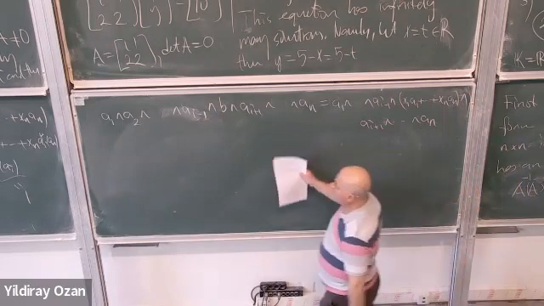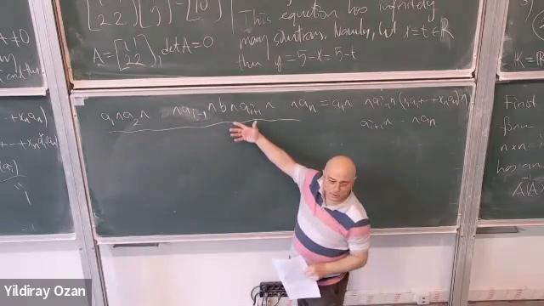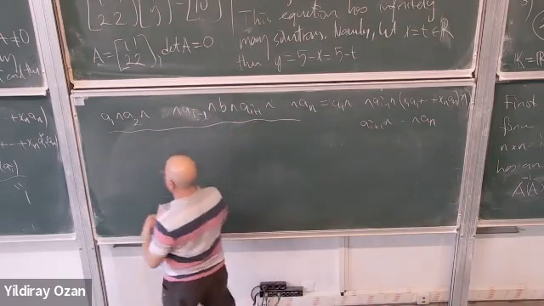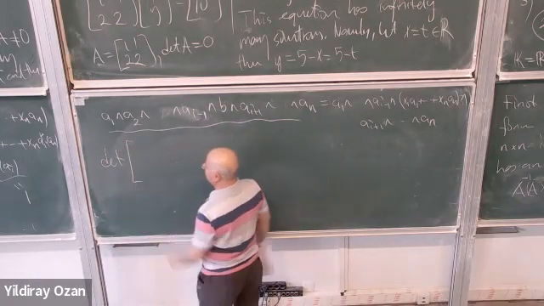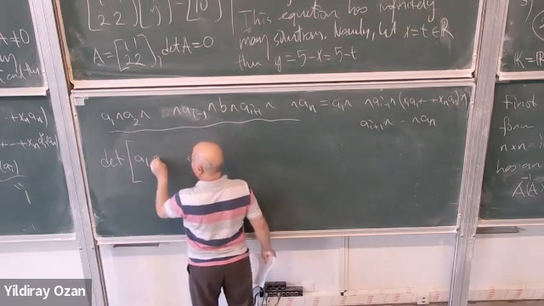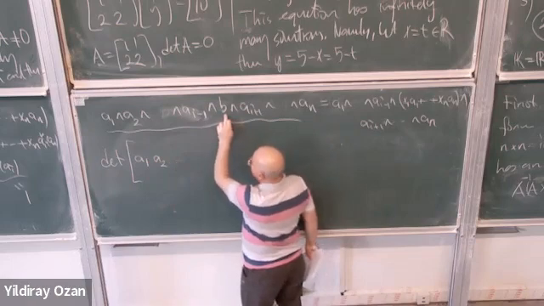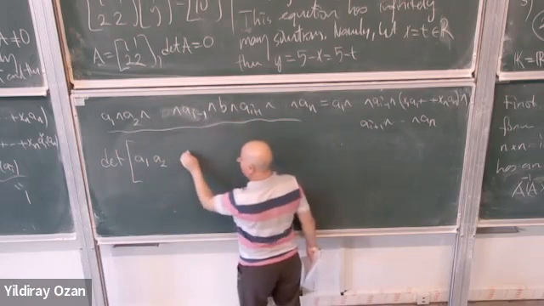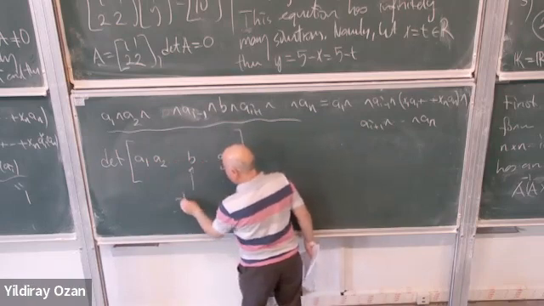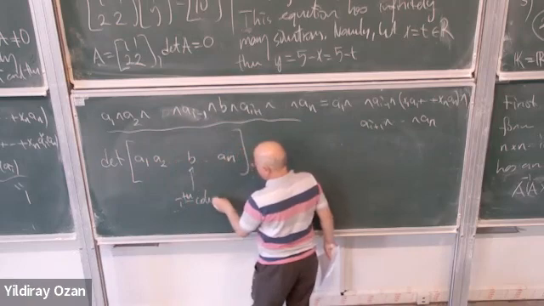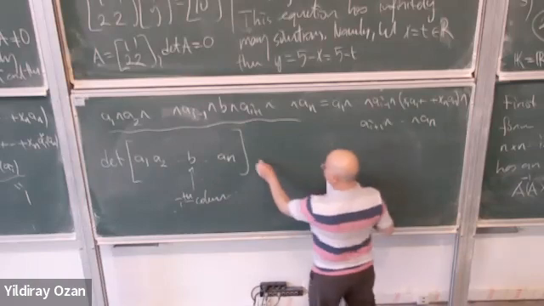Okay, now on one side, this is what? This is the determinant of a matrix. The first columns are A1, A2, and then the ith column is not a_i but B, okay? So the ith column is B.